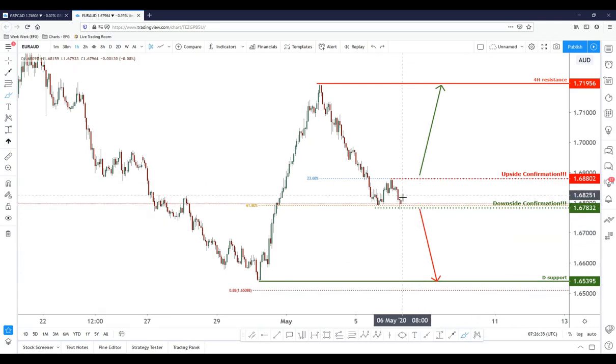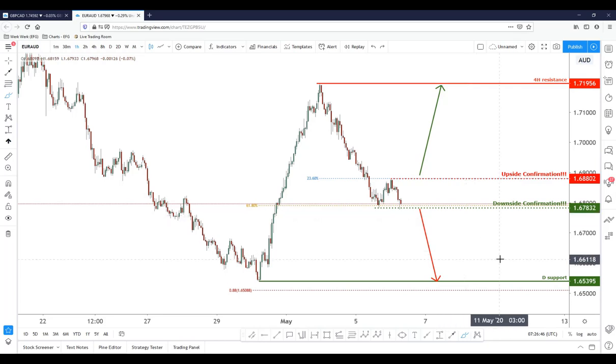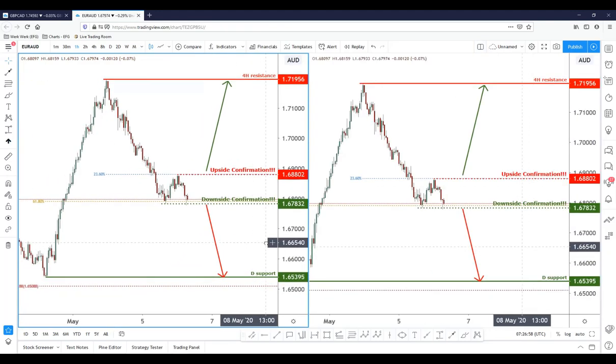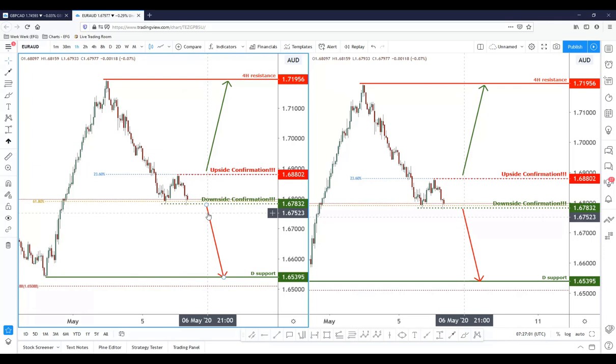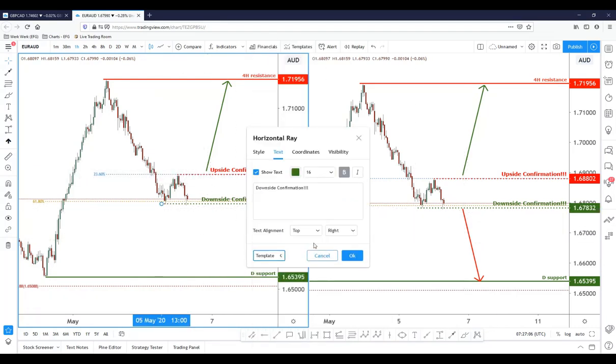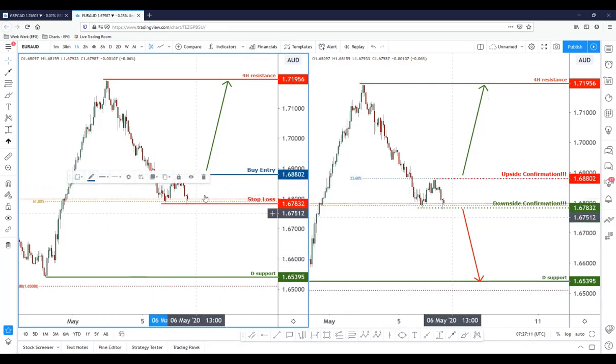The next scenario will be price comes upwards and it breaks the upside confirmation, comes back to retest, then we can go long and play all the way up. All right. So these are the two levels. Take note of it. If price were to break the upside confirmation, all right, how I'll play this is, okay, basically, let me just split this screen into two so it's easier for you guys to see, right? I will just give you the two scenarios right now. Okay, so this becomes the stop loss. This becomes our entry, buy entry.